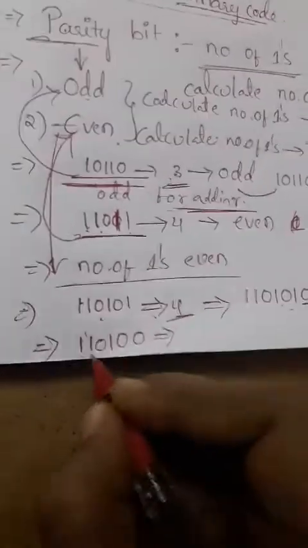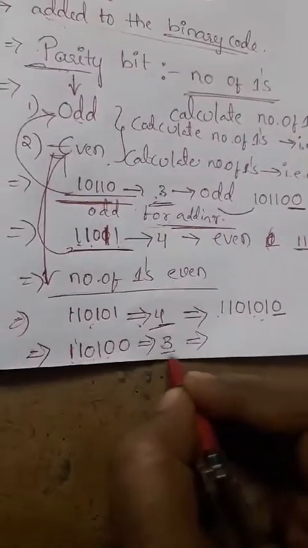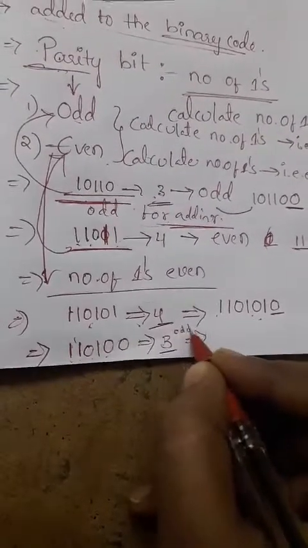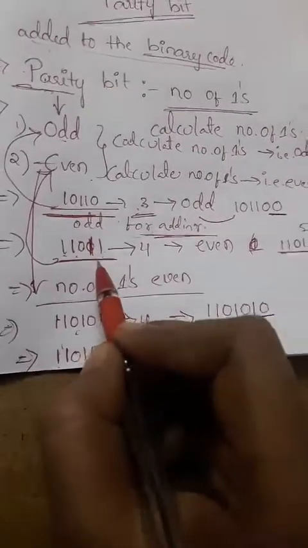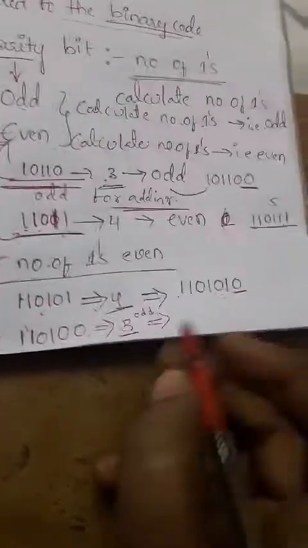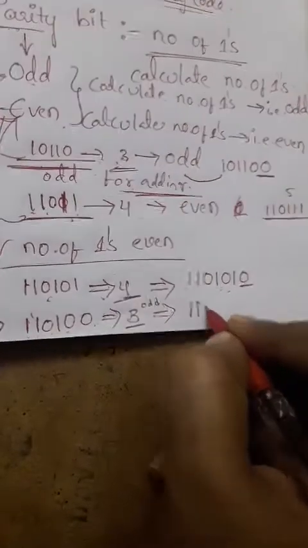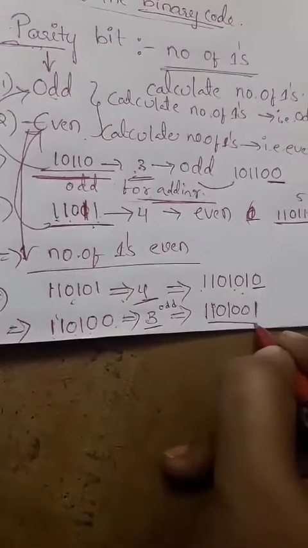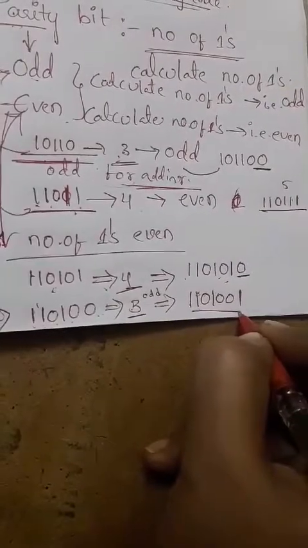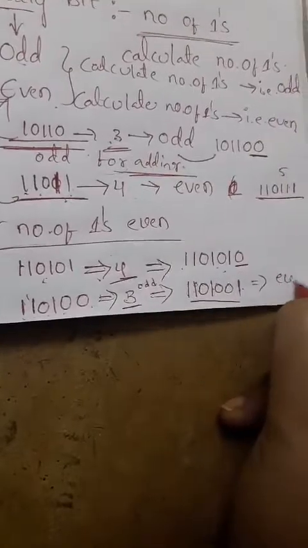Just calculate how many ones we have. There are 3 ones, but 3 is an odd number. But we need to convert this number to even parity. What do we need to do? If you want to convert one parity to the other parity, we add one more 1. Automatically there will be an even number of ones: 1 2 3 4. So then directly we get the even parity.